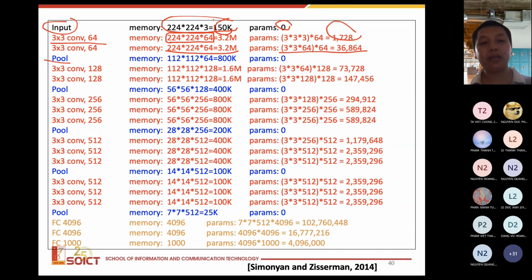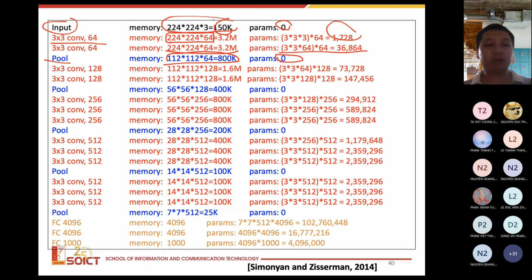Okay, and then we have the pooling. Okay, we reduce the size of the output, right? And the number of parameters for that pooling layer is 0. I told you before that for the pooling layer, there are no parameters to be learned, right?